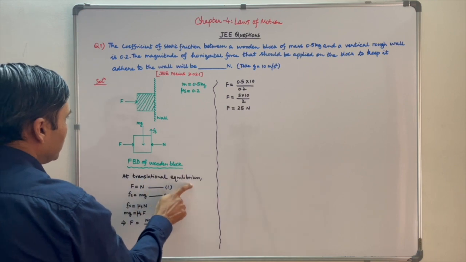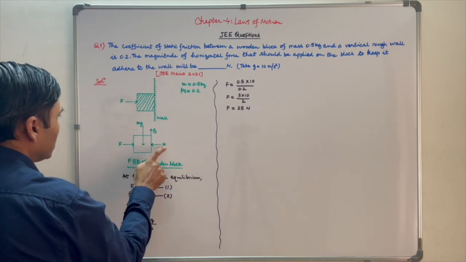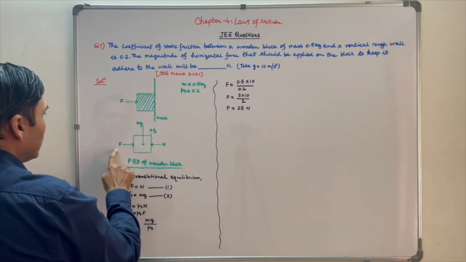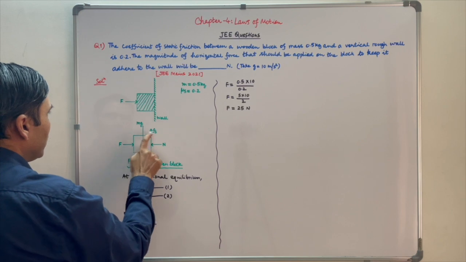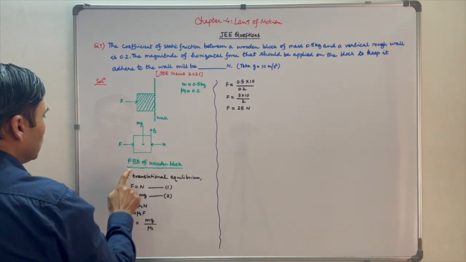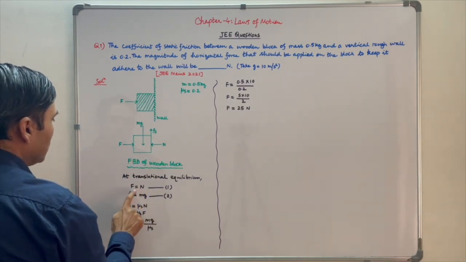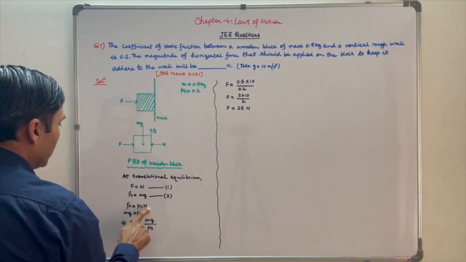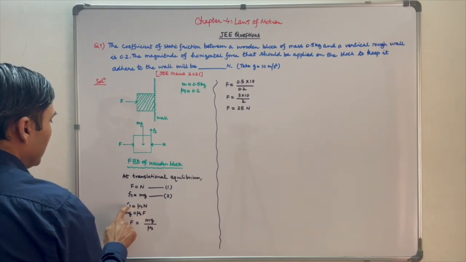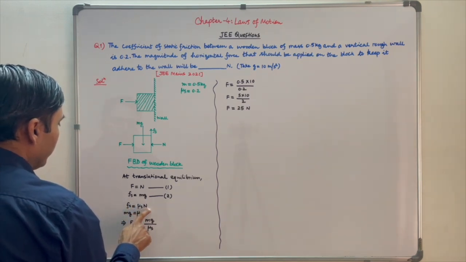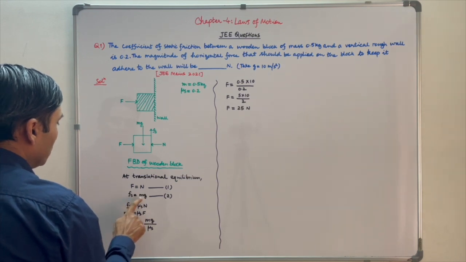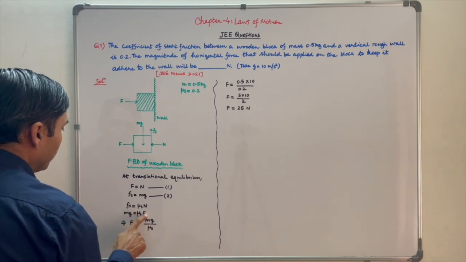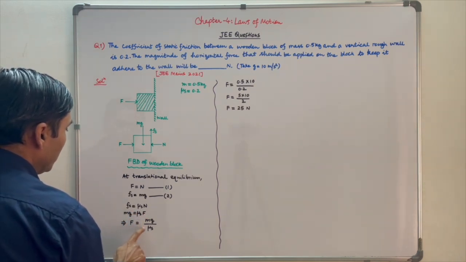At translational equilibrium, we will equate horizontal force with horizontal force and vertical force with vertical force. In other words, summation of Fx is equal to 0 and summation of Fy is equal to 0. So F is equal to N and Fs is equal to mg. We know that Fs is less than or equal to μs into N. When Fs is equal to Fsm, Fsm is equal to μs into N. Putting the values Fs equal to mg and N equal to F, we get mg is equal to μs into F, or F is equal to mg upon μs.